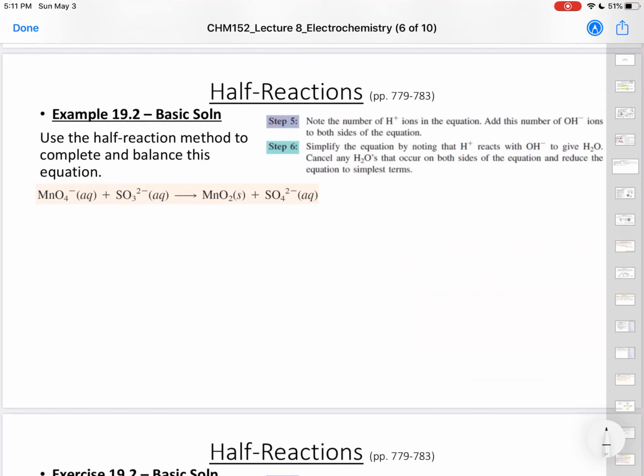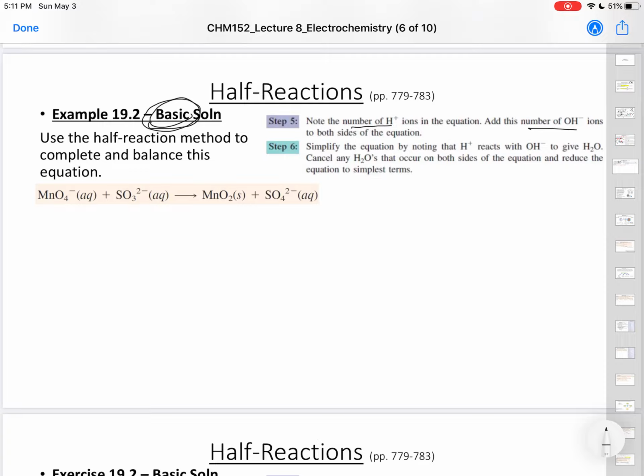So this is going to be the continuation of that chapter on electrochemistry, and basically we're doing example 19.2, and notice now we are in basic solution. That means we need to do steps 1 through 4 like we did before in acidic solution, but after we're done with that part, we're going to continue and do step number 5, which says to note the number of H pluses and add this number of OH minuses so that they're equal on both sides.